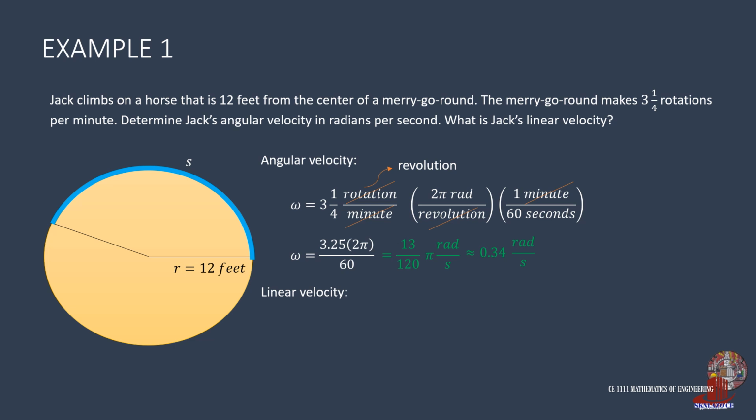The next requirement is linear velocity. So with omega already transformed, we use v as equal to r omega, where the radius was given as 12 feet. This is multiplied by the transformed omega of 13 over 120 pi to have 13 over 10 pi, or 4.08 feet per second.